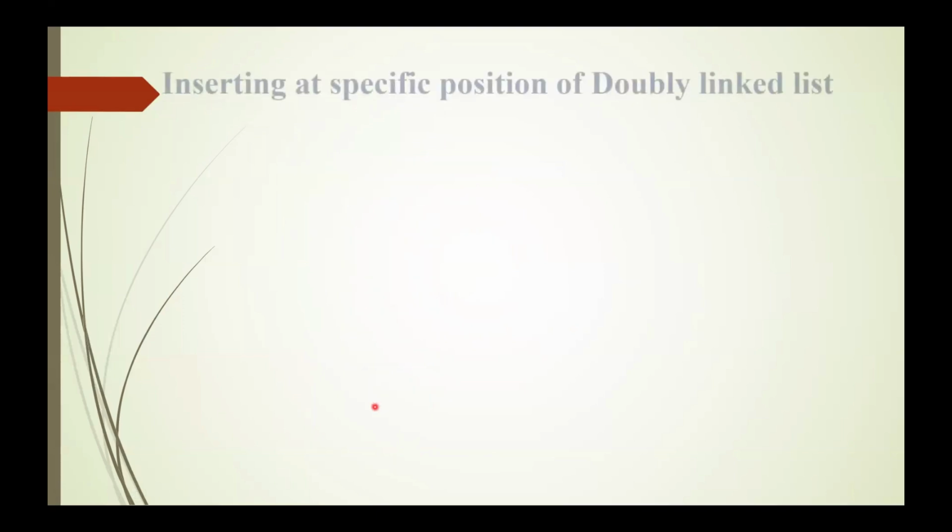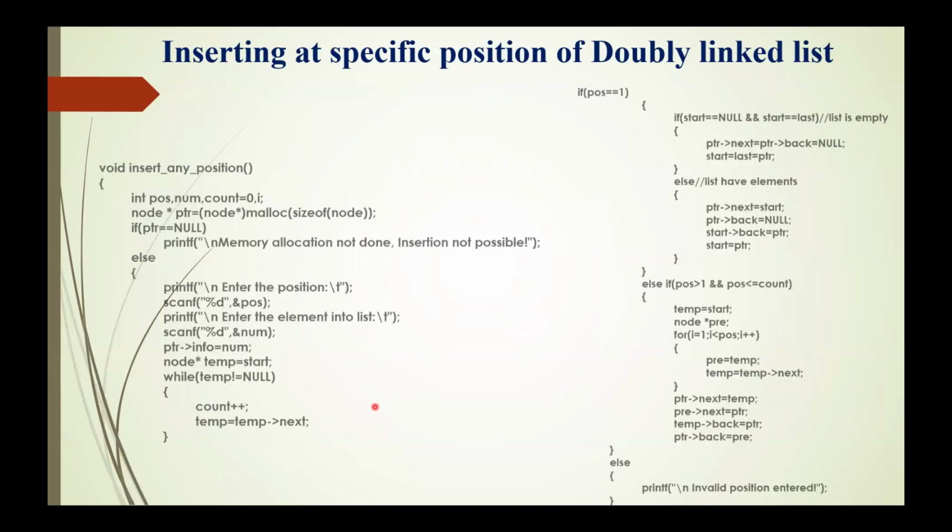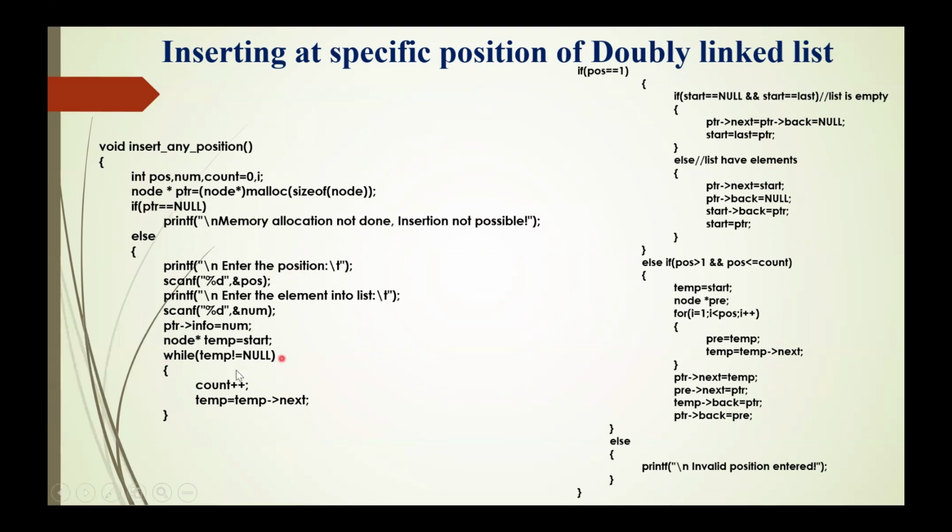Then insert at a specific position, which means a linked list is present and we have to insert at a specific position, whether it is 1 or 2 or 3 or 4. According to that, we have to go for the operation. So this is our algorithm to perform, and it is written in C language.